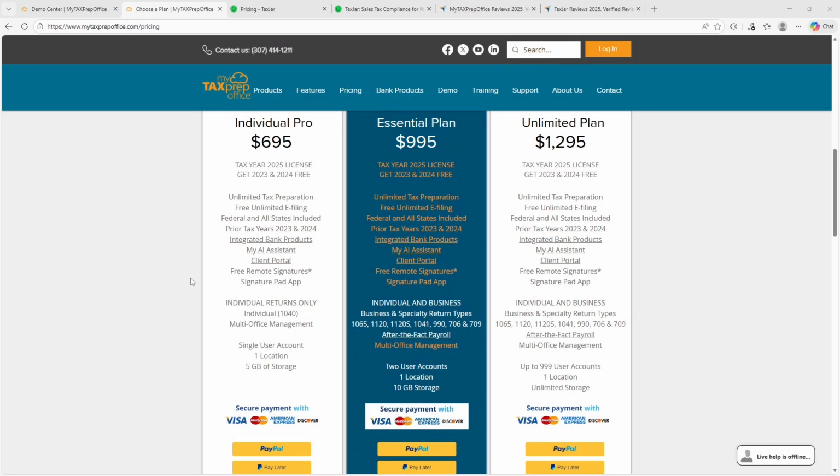Starting with pricing, MyTaxPrepOffice follows a fixed annual license model built for professional tax preparers who want predictable costs and unlimited filing capacity. Pricing is tiered by plan, typically ranging from entry-level individual pro licenses to higher, essential, and unlimited plans. Each tier increases in price based on supported return types, number of users, storage limits, and office locations. What's important is that all plans include unlimited federal and state e-filing, meaning firms are not charged per return.